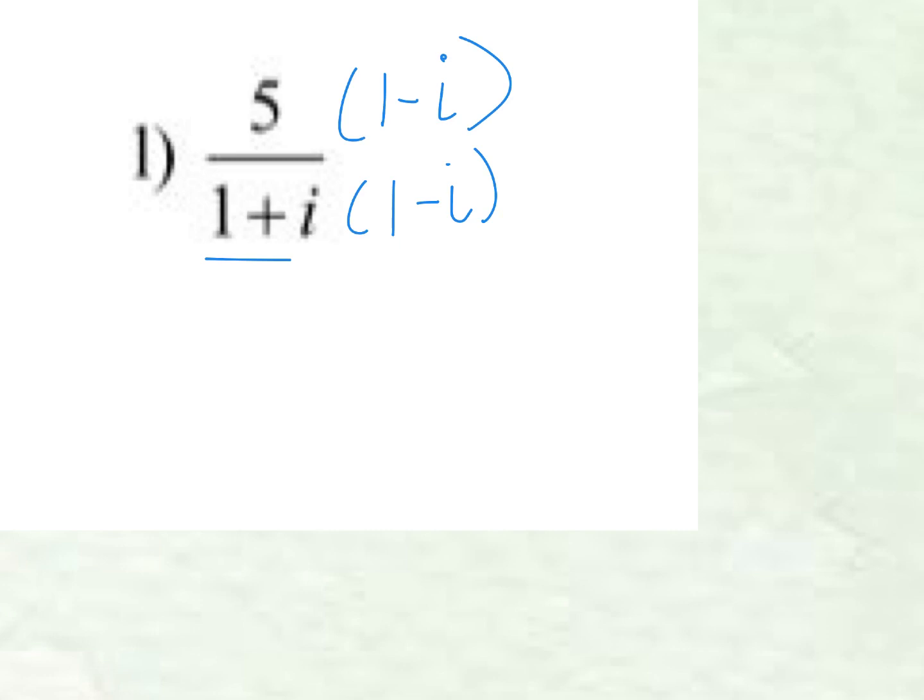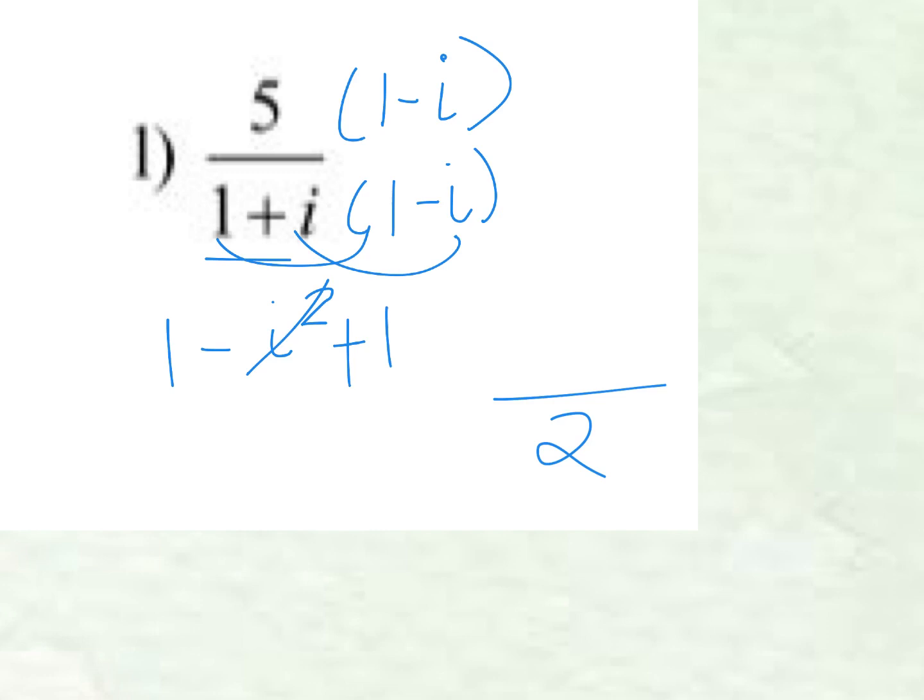All right, so on the bottom, because it's conjugates, we can do the shortcut with the F and the L. We only have to do our first terms, which is 1, and our last terms, which is a negative i squared. And a negative i squared, we know, is going to turn into a negative 1. It's actually going to turn into a positive 1. So those combined on the bottom are going to give me 2 on the bottom.